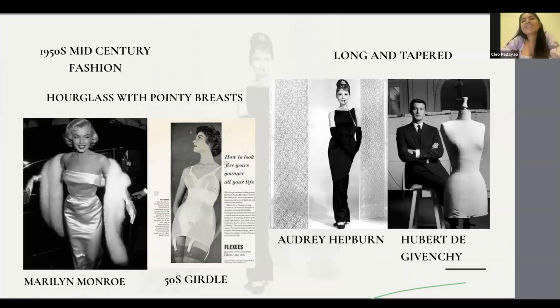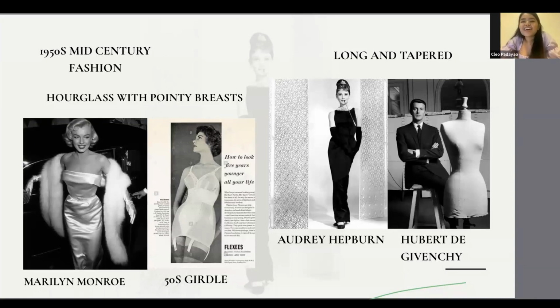So we are now in the mid-century, in the 1950s. Again, inspired by Dior's silhouette with the New Look, the ideal body now is an hourglass body, but with pointy breasts. They achieved this with the girdle.